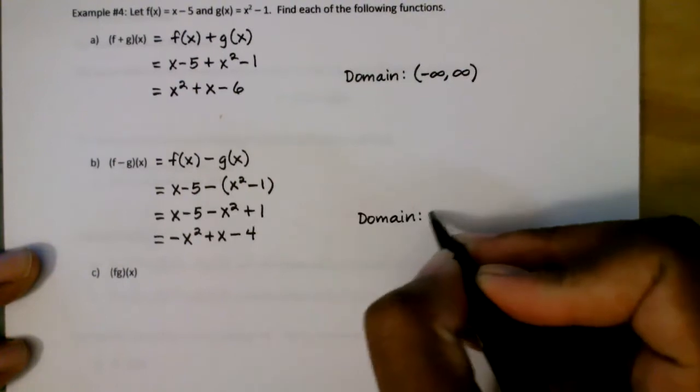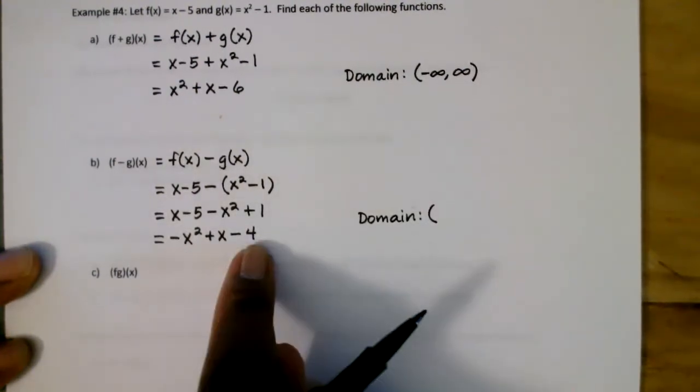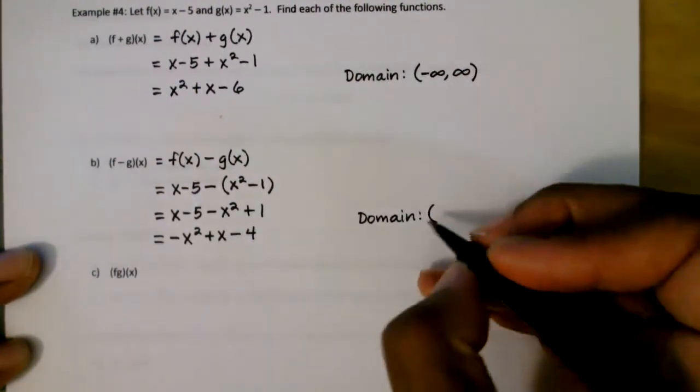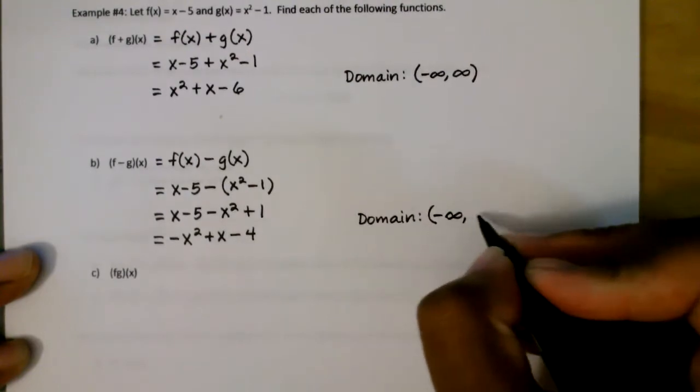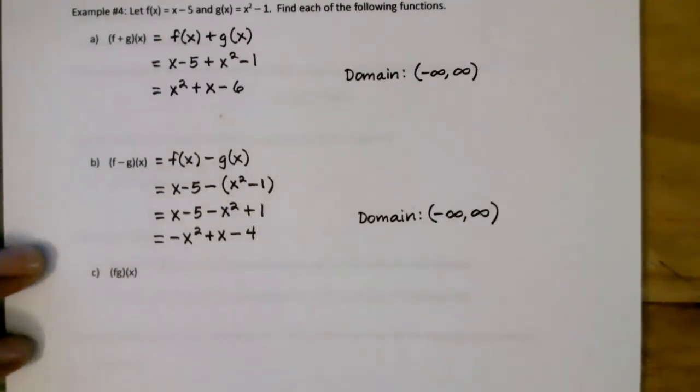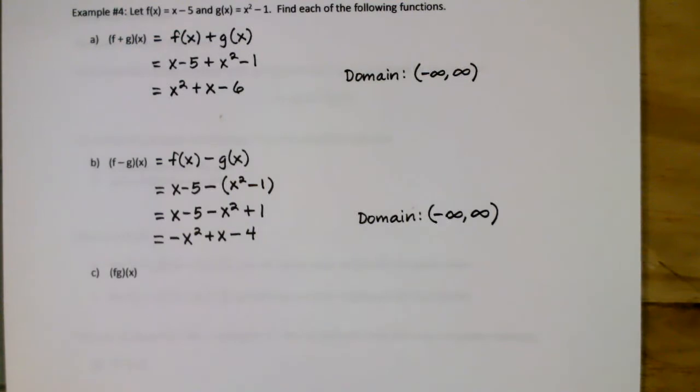So the difference of f and g of x would be negative x squared plus x minus 4. And for the domain, since again it is a polynomial function that I ended up with, that domain would be also negative infinity to infinity.